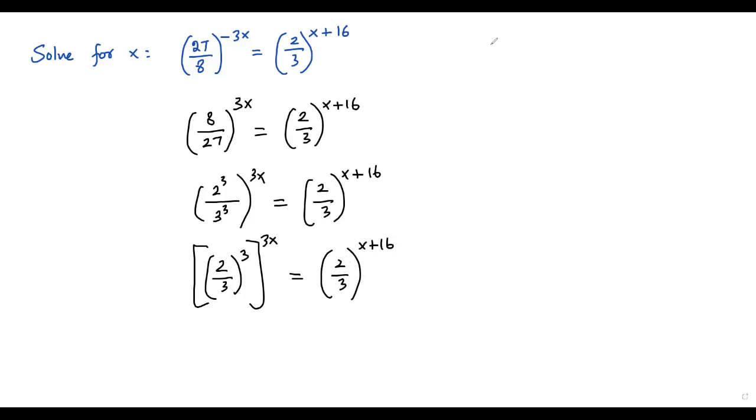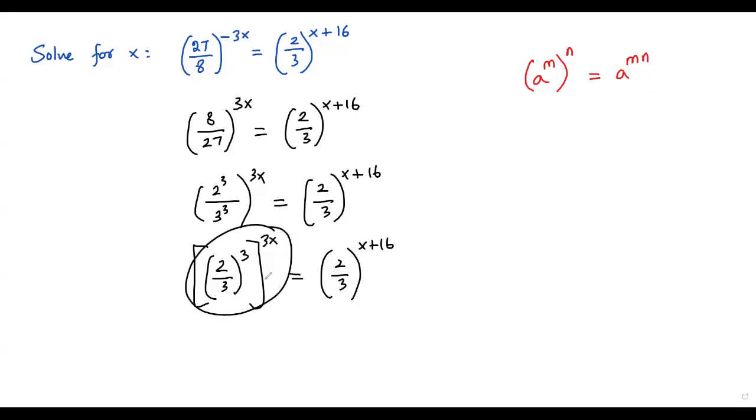Here let's consider the power of a power rule in exponent. What is the power of a power rule? Let's consider the base a and exponent m, and for the whole stuff let's consider the exponent n. Whenever we have two exponents like this, we can multiply these two exponents, that is m times n.